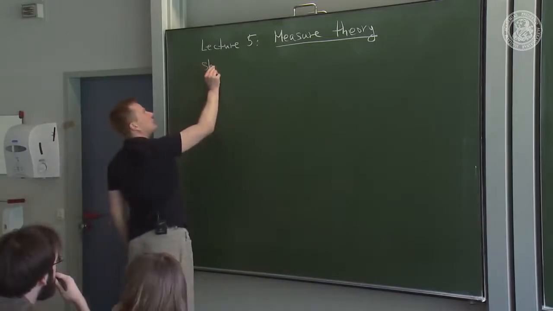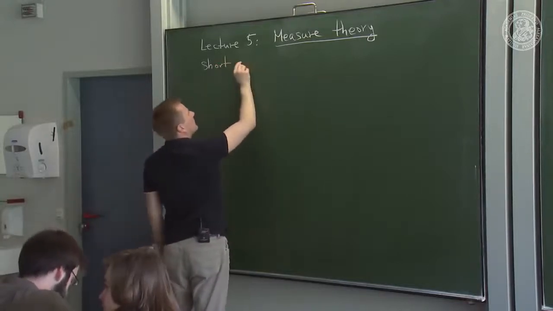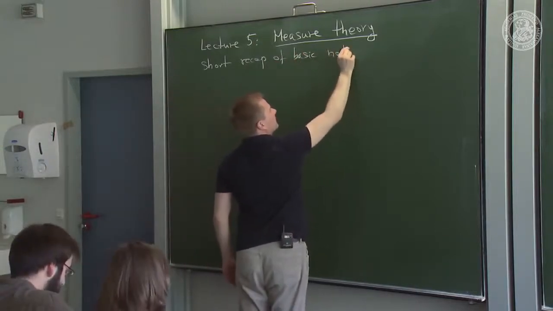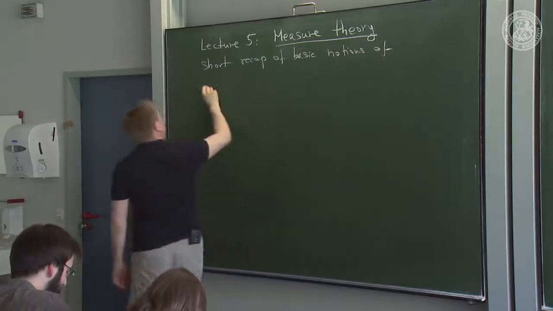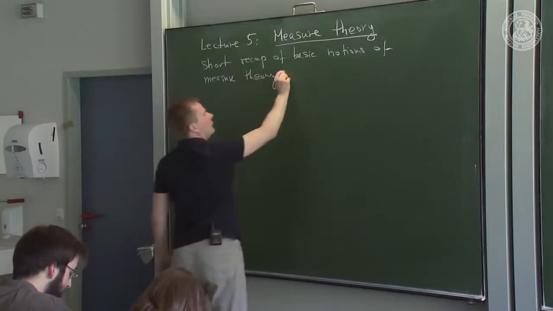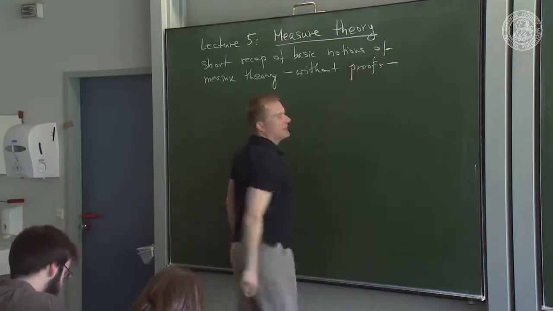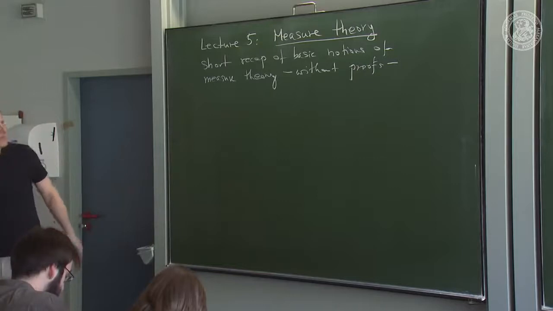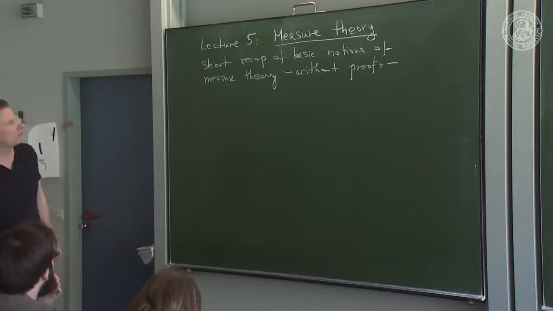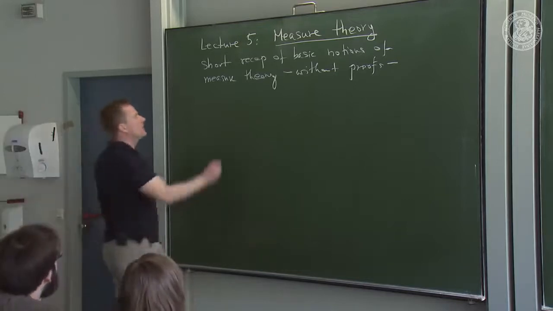So we'll have a short recap of basic notions of measure theory without proofs. That has two reasons. First of all, we'd spend too much time on it if I provide all the proofs, and the proofs are not that difficult, and hence they will go to a problem sheet. The central proofs will go to the problem sheet, but that will be good practice.